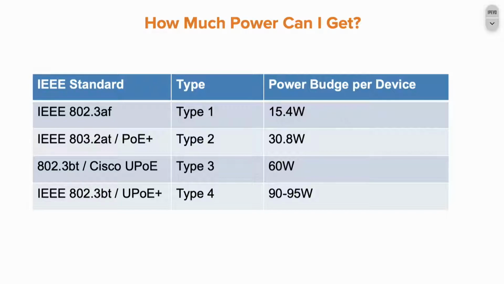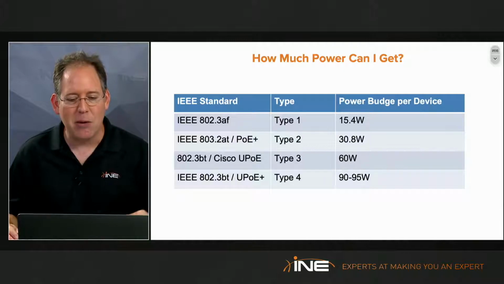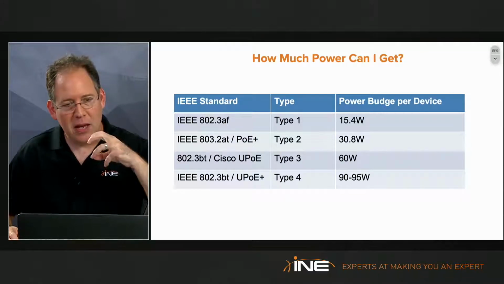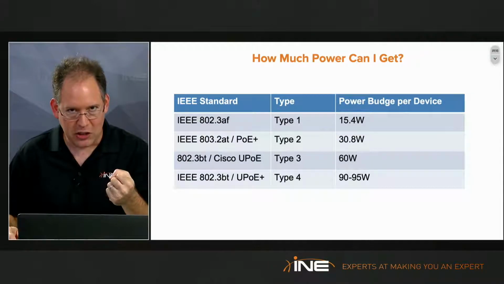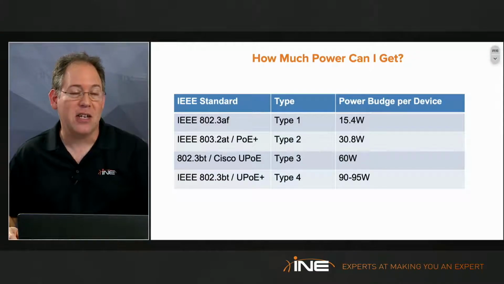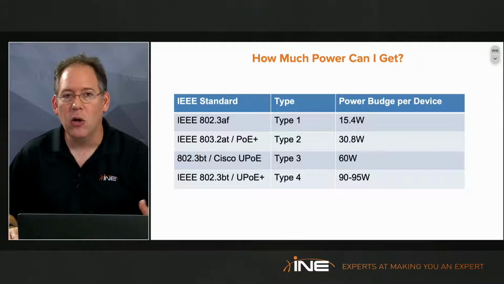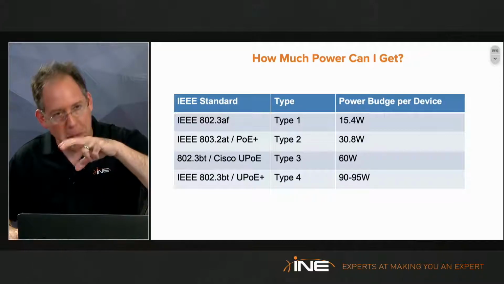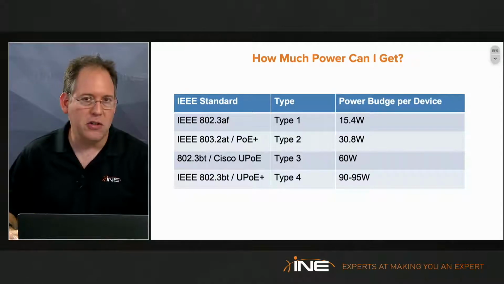Now, one thing to know about these numbers here in this chart under the power budget per device is that those numbers there are how much power is leaving the port on the switch. But not all of that power is going to get down to the powered device at the other end. Some of it is going to dissipate as heat or electrical resistance within the cabling itself. So most of it reaches the powered device, but not all of it. So just be aware of that.